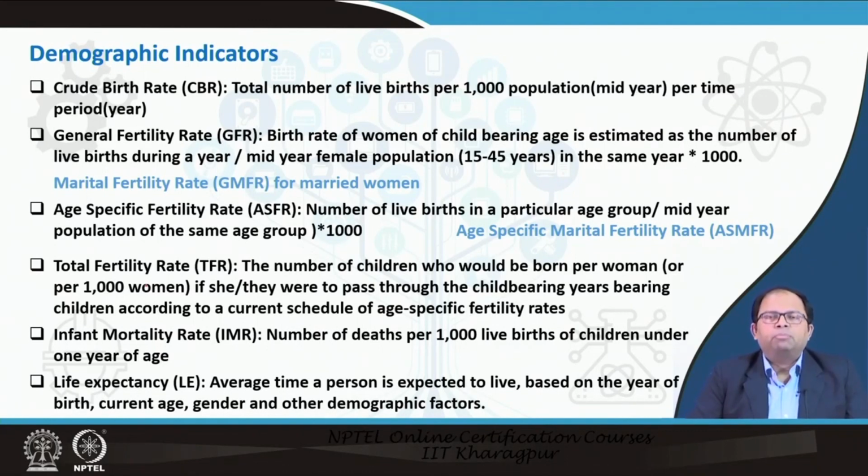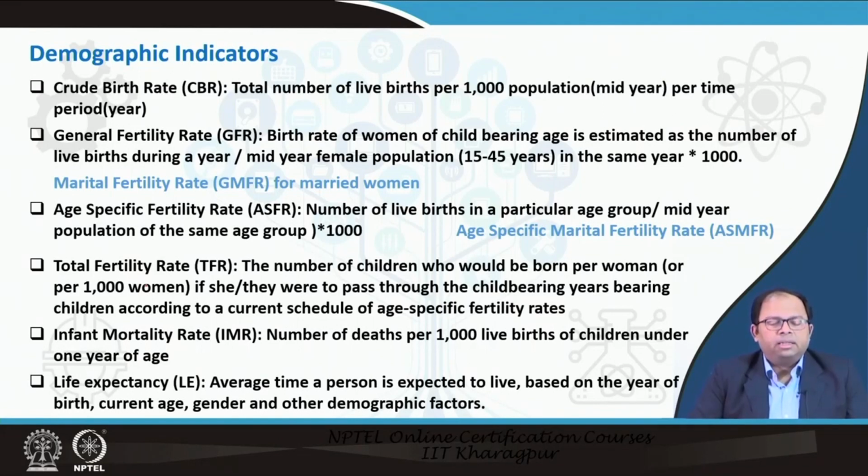And we take the mid-year population, which means within a time period we have to take the value at the middle of that time period, whichever is the number or the average value for that particular mid-year period would be taken. So the total number of live births per 1,000 population per time period is the total number of live births around the mid-year period.